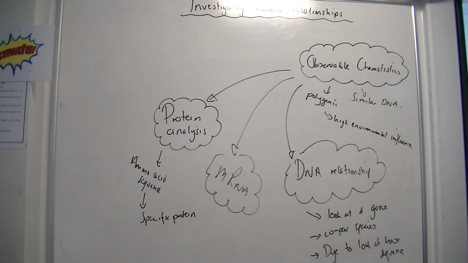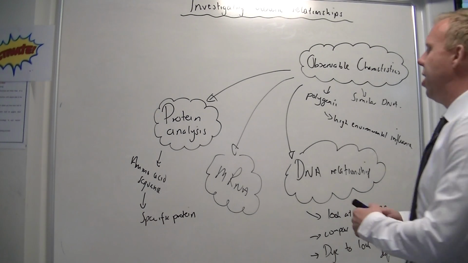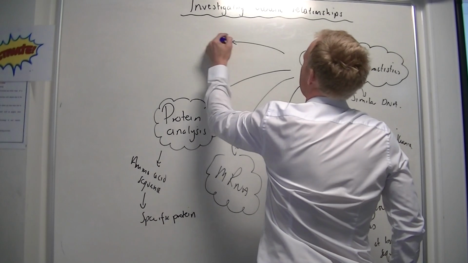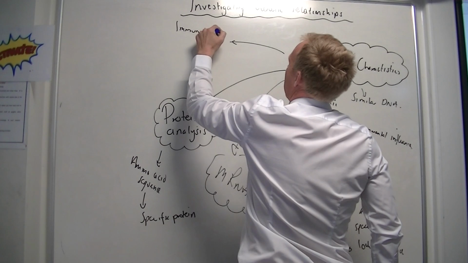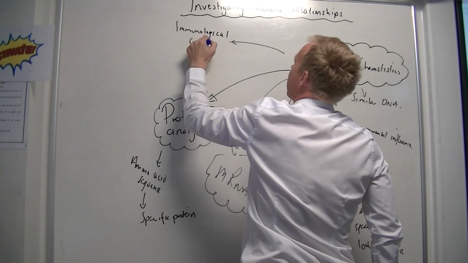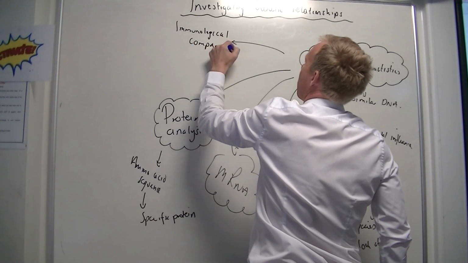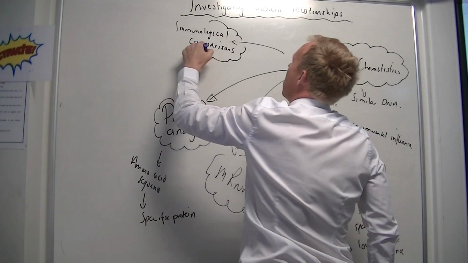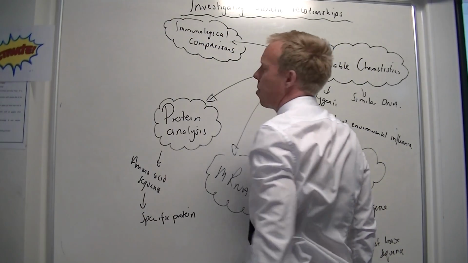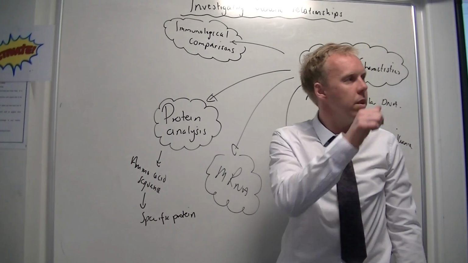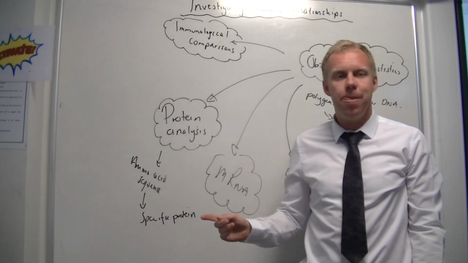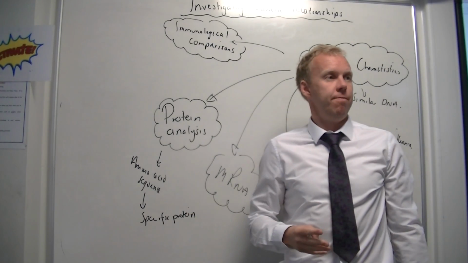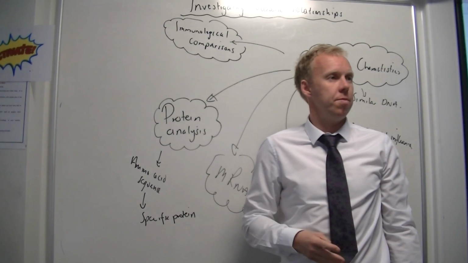And finally, and this is probably the toughest of the lot, we do immunological comparisons. Now, if you can concentrate on this bit, this is probably the hardest bit. Okay? We're comparing antibodies that are produced by organisms.